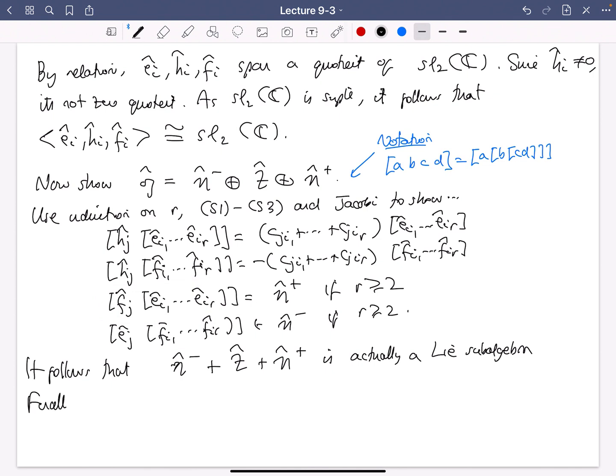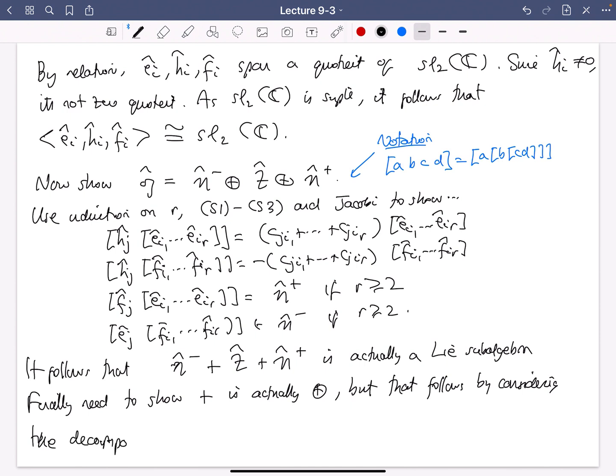Finally, we need to show that the plus here, the vector space sum, is actually a vector space direct sum, but that's actually easy. That follows by considering the decomposition into weight spaces. Right, so remember, eigenvectors in different eigenspaces are automatically linearly independent. So that's what's going to be used to show that these sums are direct. These different weight spaces, that's our generalization of eigenspace there. Okay, so that's that lemma.